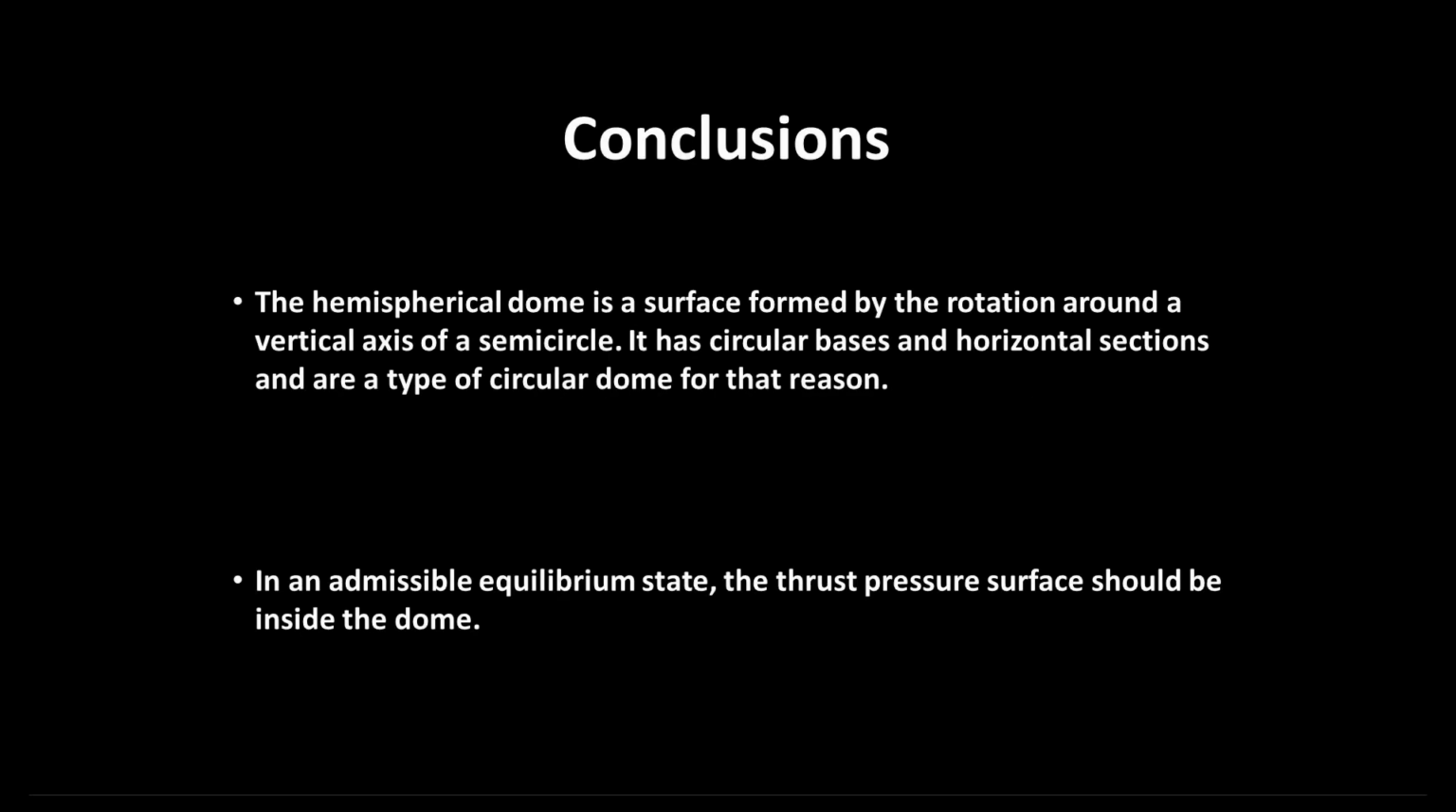From the conclusions, what did we learn? The hemispherical dome is a surface formed by the rotation around the vertical axis of a semicircle. It has a circular basis and horizontal sections, and is a type of circular dome for that reason. In an admissible equilibrium state, the thrust pressure surface should be inside the dome.